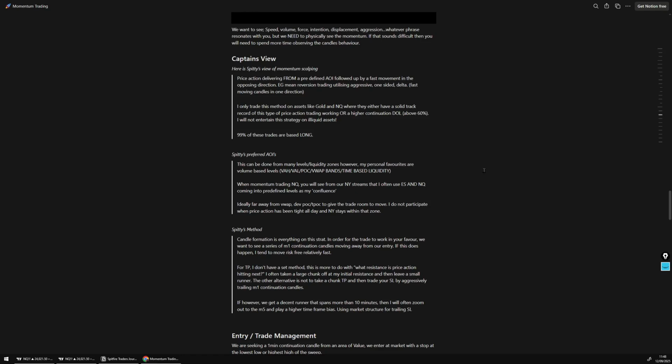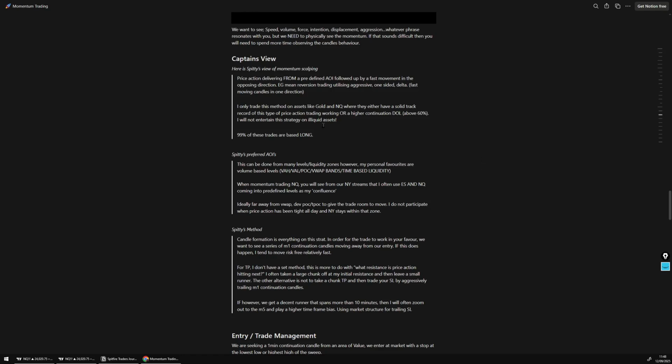Even though, as you've seen, all the stats that I keep presenting to you guys are based on ES, ES doesn't have that momentum like NQ and Gold can have. I would definitely not do this on any altcoins. I wouldn't even do it on Bitcoin anymore. I used to do this on Bitcoin, but I wouldn't do it anymore.